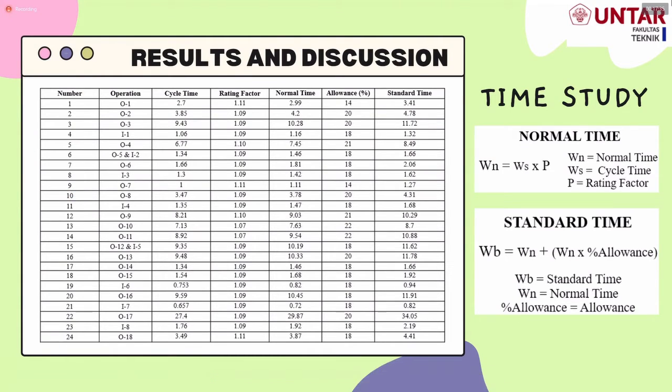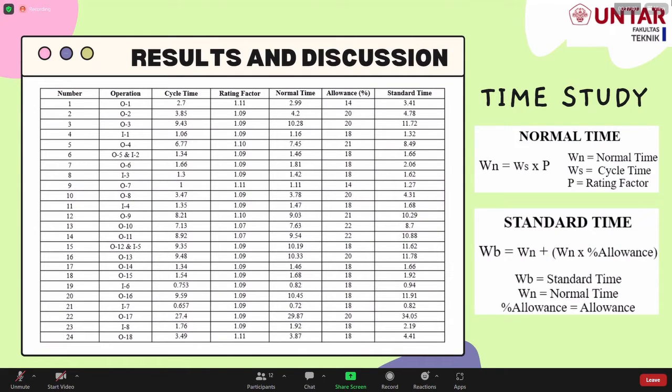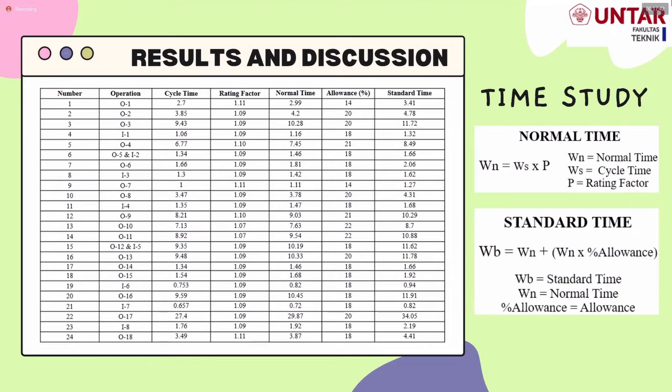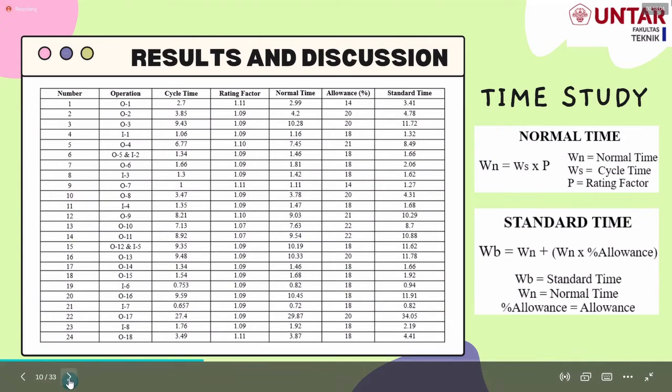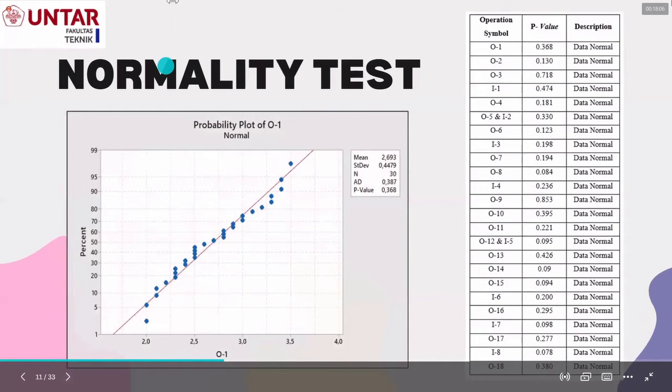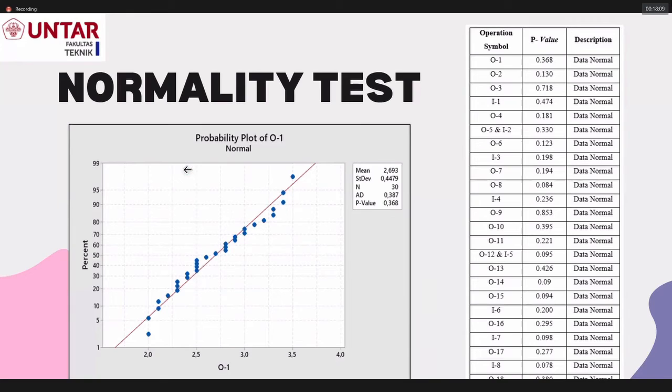Normal time is the time of each work element that has considered the rating factor, and the way to get the normal time is the cycle time multiplied by the rating factor. For allowance, the factors that determine it are the energy expended, work movement, temperature condition, and atmospheric condition. Standard time is the time for each work element that has considered allowance. The way to get the standard time value is the normal time added to the normal time multiplied by the percentage of allowance. Okay, now we have done the normality test, uniformity test, and sufficiency test.